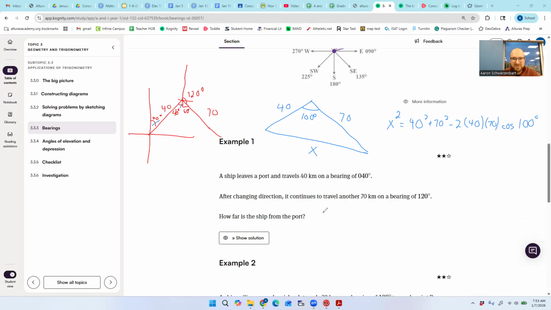It does not specify, so 3 significant digits. 86.4 is what it's going to round to, kilometers.